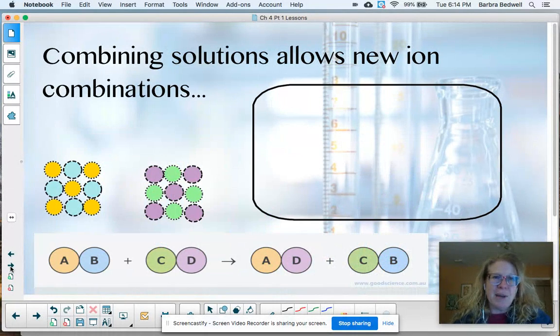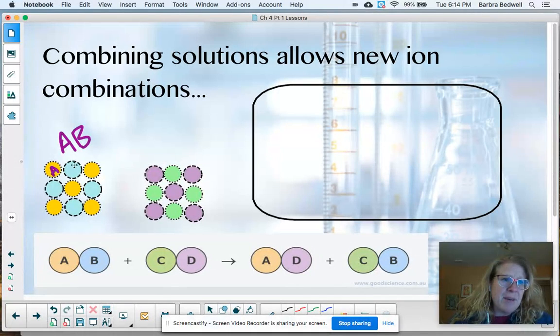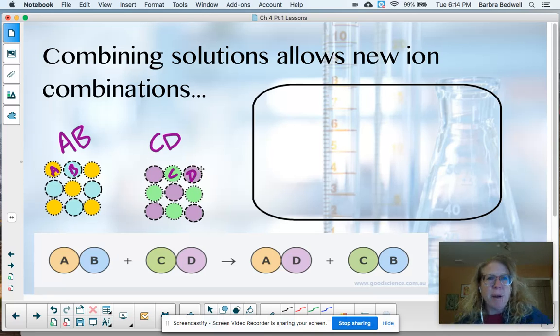So what does this look like when we start combining two solutions? This is a very cheesy model of a double displacement reaction. Here we're starting off with an ionic compound, the compound AB. We can say that these guys are the A ones and these guys are the B ones if you wish. Doesn't really matter. I think A is yellow and B is blue. And then we have a second compound, CD. C is the green ones and D is the purple ones.